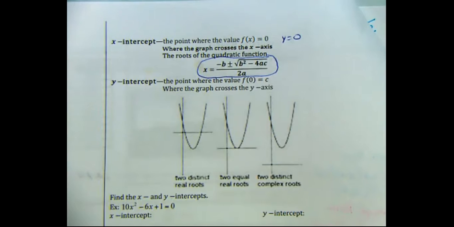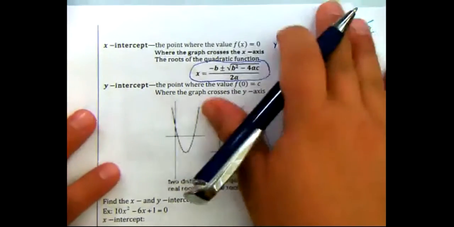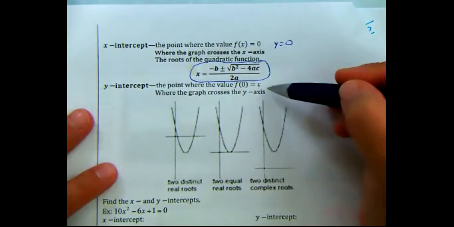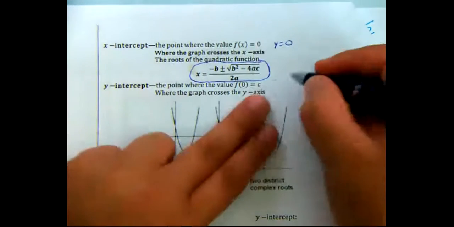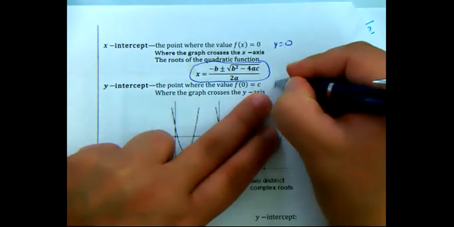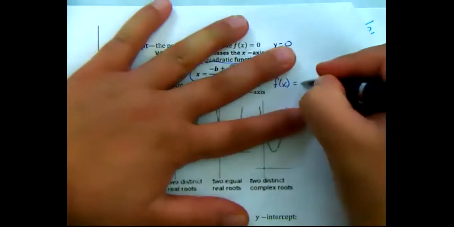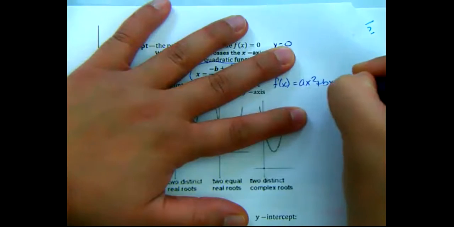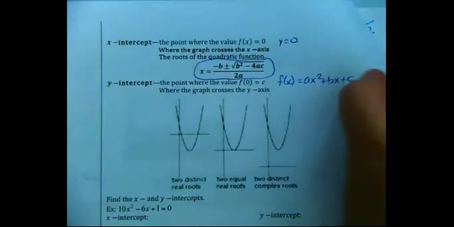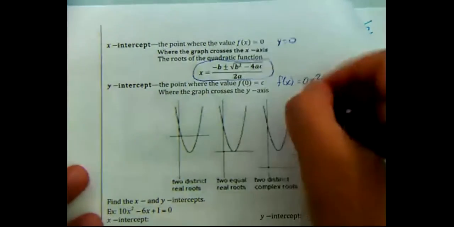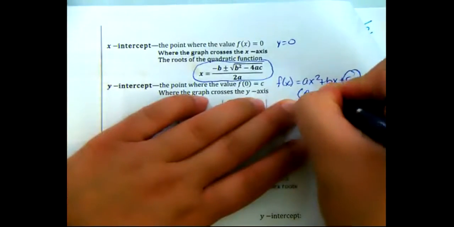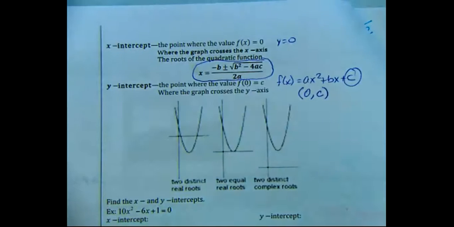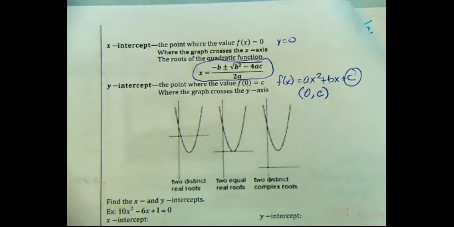Okay. We also do have a y-intercept, and our y-intercept can be found from our standard form. It is the point where the value f of 0 equals c. So for our y-intercept, from our standard form, c is our y-intercept. So the point (0, c) is our y-intercept from standard form. Okay, (0, c). And we get that, of course, when our x is 0, right?